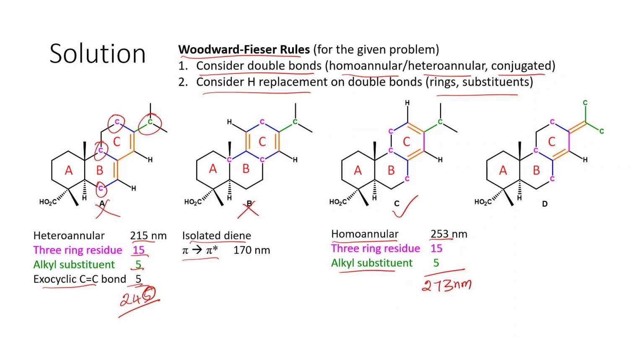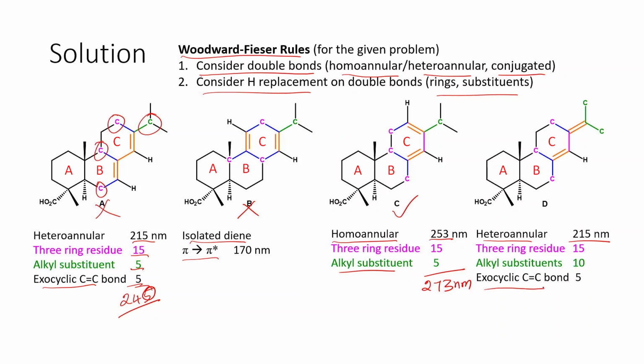And let us also look at the last one, which is structure D. So in the structure D, one of the double bonds is present in the ring and another one is an exocyclic double bond. So this is basically a heteroannular diene. So the base value is 215 and there are 3 ring residues and there are 2 alkyl substituents, and then there is also an exocyclic C=C double bond. So based on that, if we add the value, this is coming to 245 nanometers.